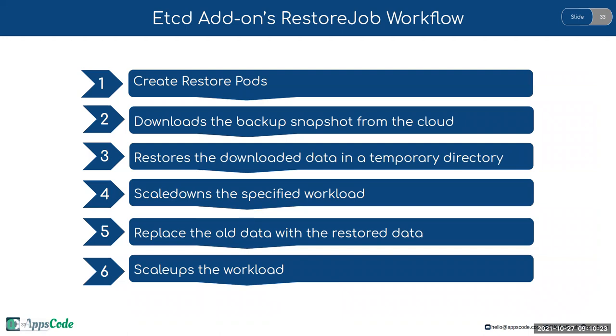Let's see how the ETCD add-on works. The ETCD add-on creates some restore pods with the respective volumes mounted from the original database pods, and it downloads the backup snapshot from the cloud bucket. After that, it restores the downloaded data in a temporary directory. The directory will hold the backup data now, and the restore job will scale down the specified workload, in our case the ETCD database. The restore job will replace the old data with the restored data, and finally it will scale up the workload.